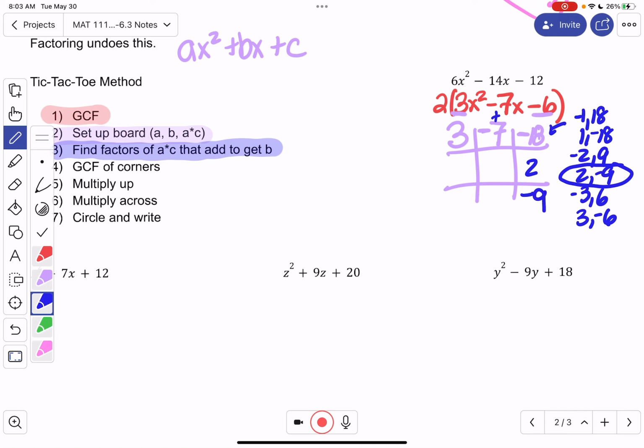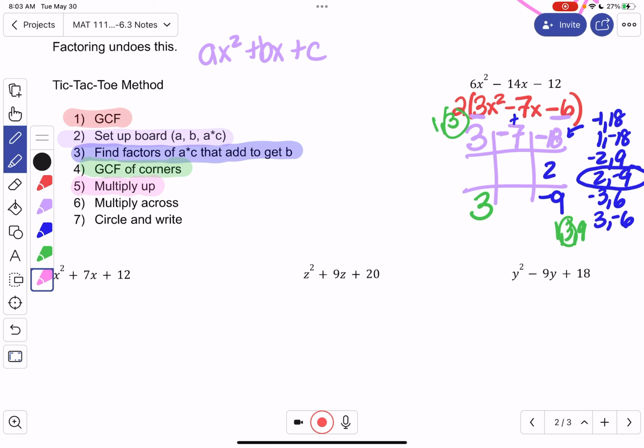So I'm going to write those there. It does not matter if you put the 2 on top or the 9 on top. Next step is to find the greatest common factor of the corners. So the factors of 3 are 1 and 3. The factors of 9 are 1, 3, and 9. The greatest common factor is 3. Now we're going to multiply up. So I'm going to say 3 times what equals 3, and put a 1. Then I'm going to go across. 1 times what equals 2? I need a 2. 3 times what equals -9? I need a -3.